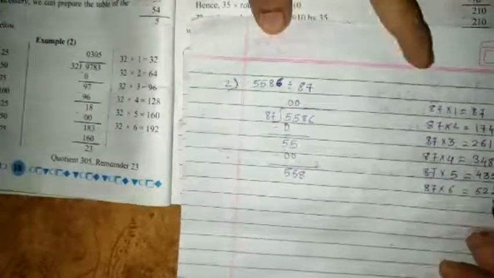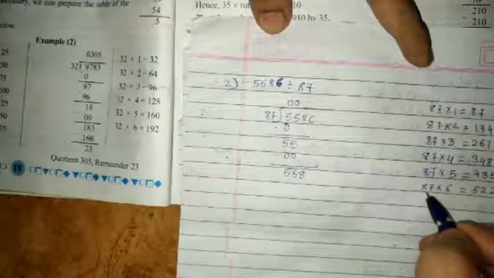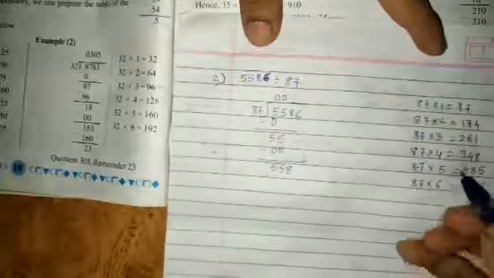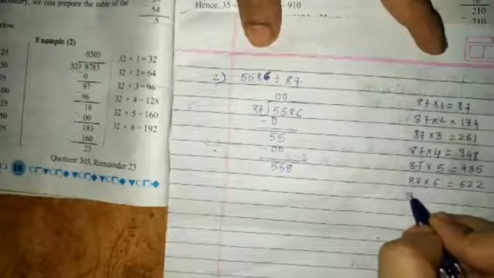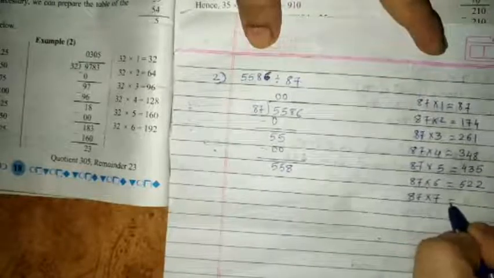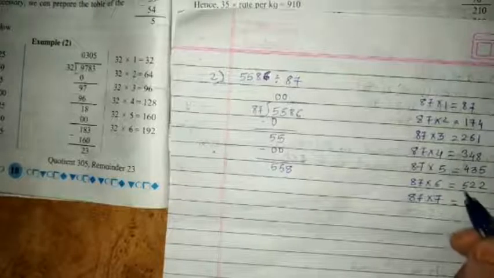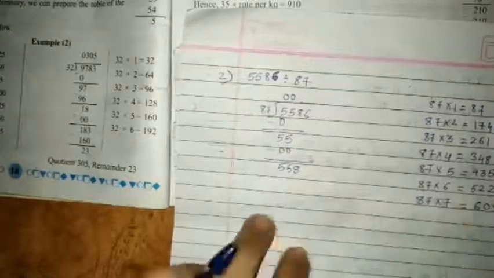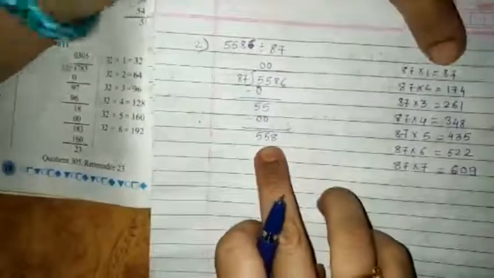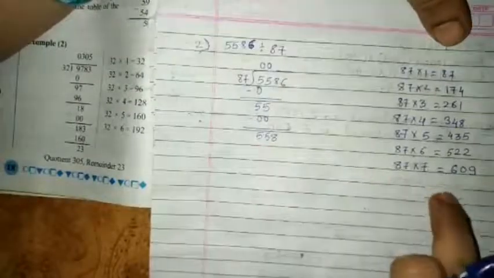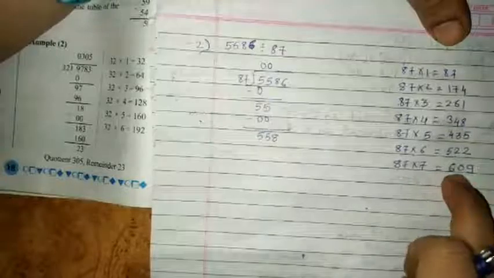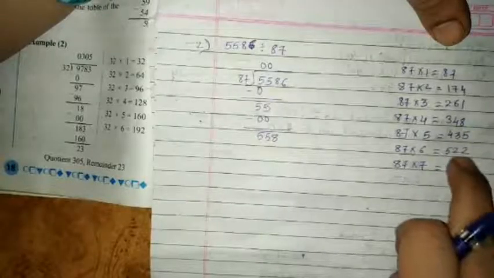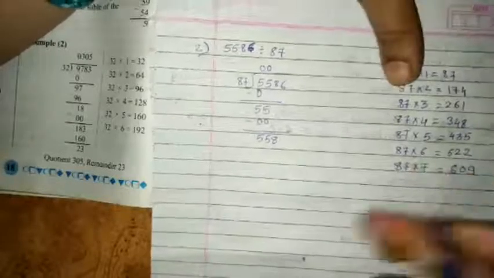Okay, now see here, 87 sixes are 522. Sorry, 522. Then we will take one more, that is 87 sevens. If you multiply 87 by 7, then you will get 609. Okay, 609. Then 558 is less than 609, and that's why we will take 522.